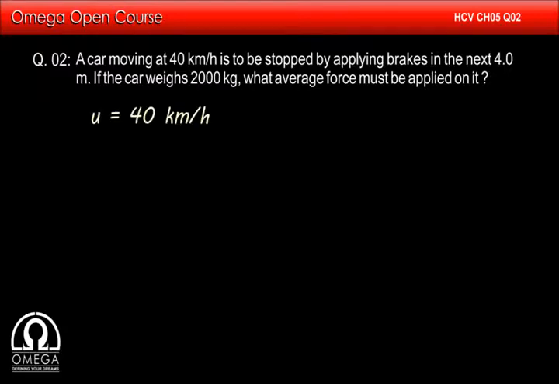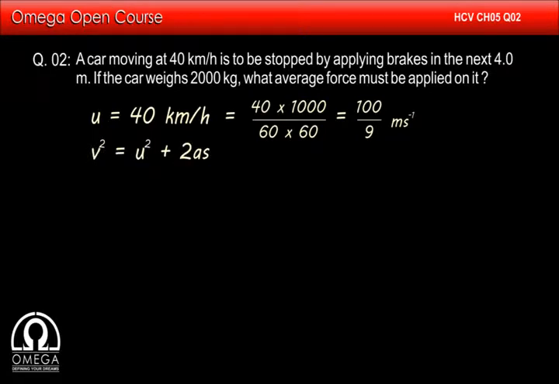The initial speed of car U is 40 km per hour, that is 40 into 1000 divided by 60 into 60 meters per second. Simplifying, we get U is equal to 100 by 9 meters per second. From equation of motion, we have V square is equal to U square plus 2AS. Since the car is to stop, its final velocity V is 0. Also, as per the equation, displacement is 4 meters.